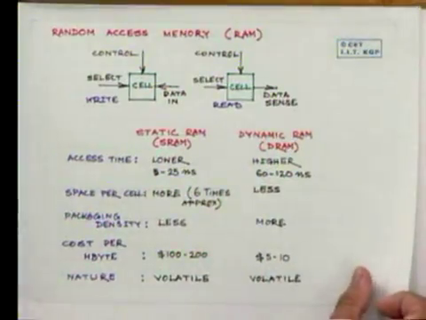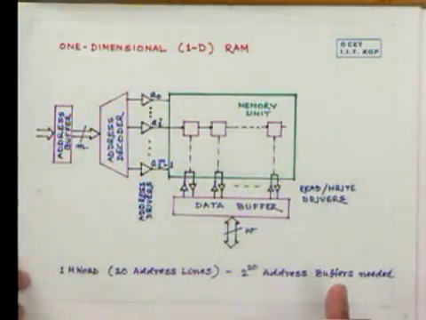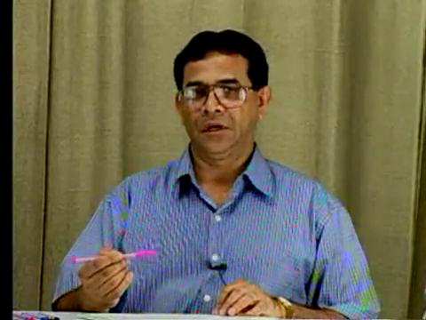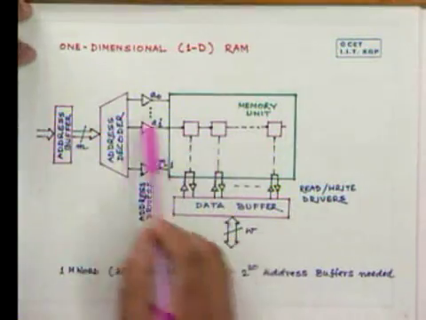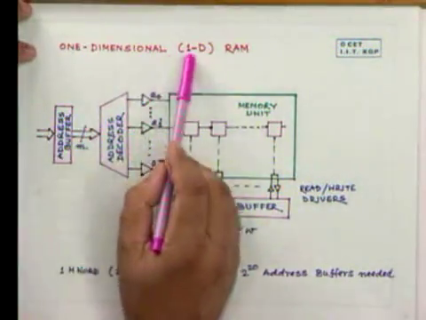Now let us see a RAM organization consisting of such cells. As we have seen, while we are programming or utilizing a computer, the main memory that is presented to us is a linear, one-dimensional one. We go word by word in the memory in a linear fashion. If we look at this picture, it's a one-dimensional or 1D RAM.